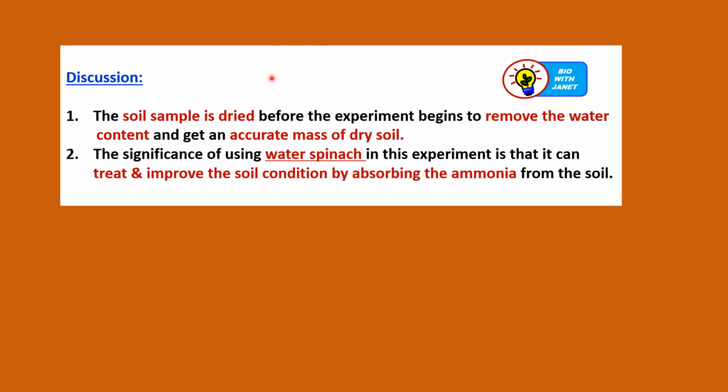So discussion. The soil sample is dried before the experiment begins to remove the water content and to get an accurate mass of dry soil. In order to measure the mass of dry soil correctly, 2.5 kilograms for each container. Now, the significance of using water spinach in this experiment is so that it can treat the soil by absorbing the ammonia from the soil. So this will reduce the amount of ammonia in the soil.